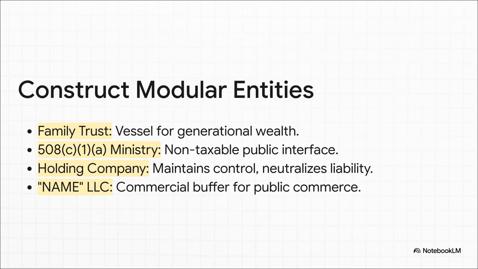And to make that happen, the framework requires the construction of several modular entities. You've got a family trust, which acts as the main container for wealth. Then a 508c1a ministry serves as the public-facing non-taxable arm. A holding company is used to maintain control while neutralizing liability. And finally, an LLC, typically using the person's name in all caps, acts as a commercial buffer for any public-facing business.